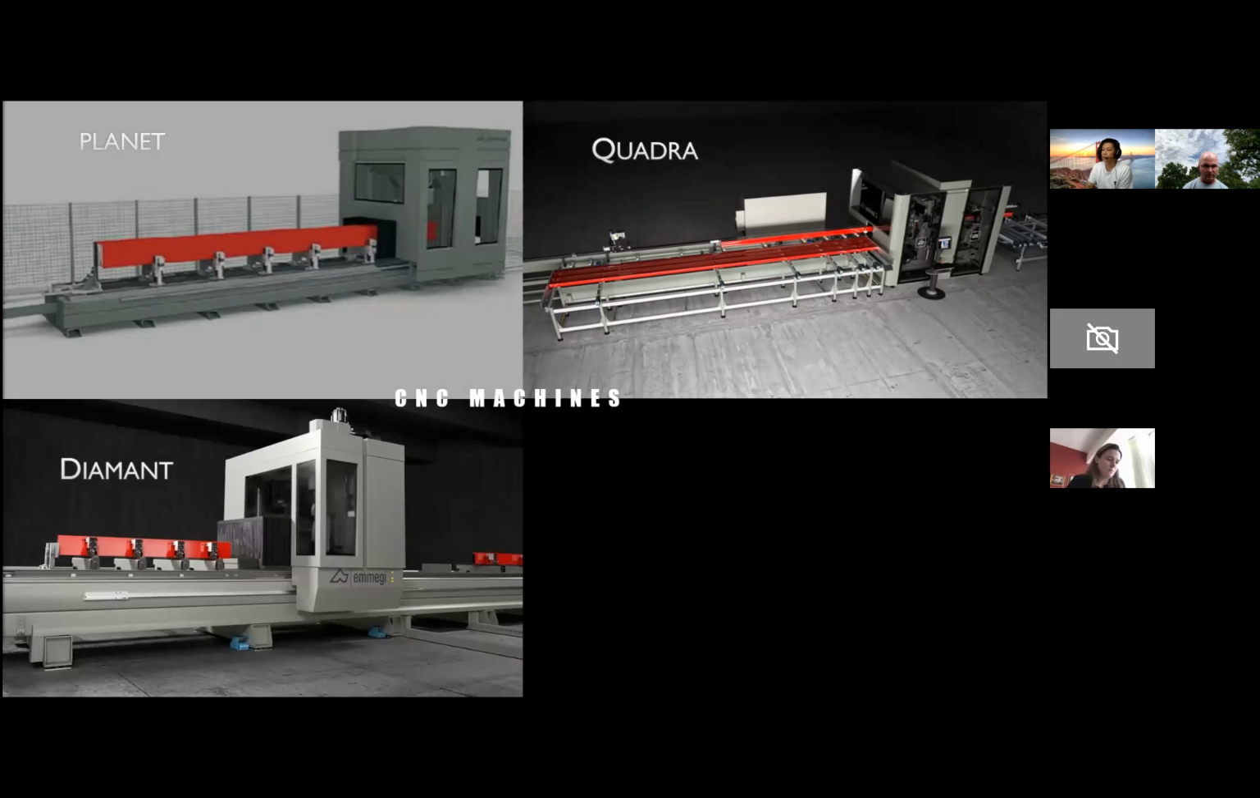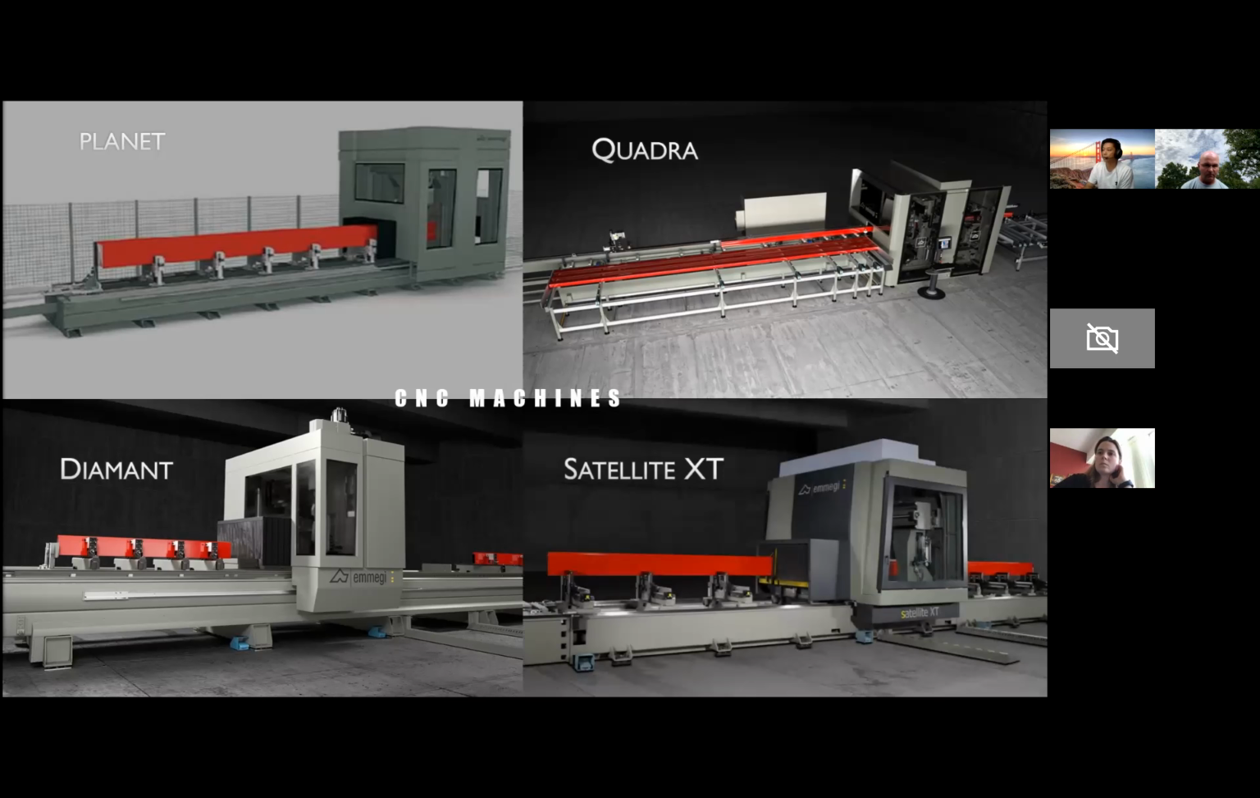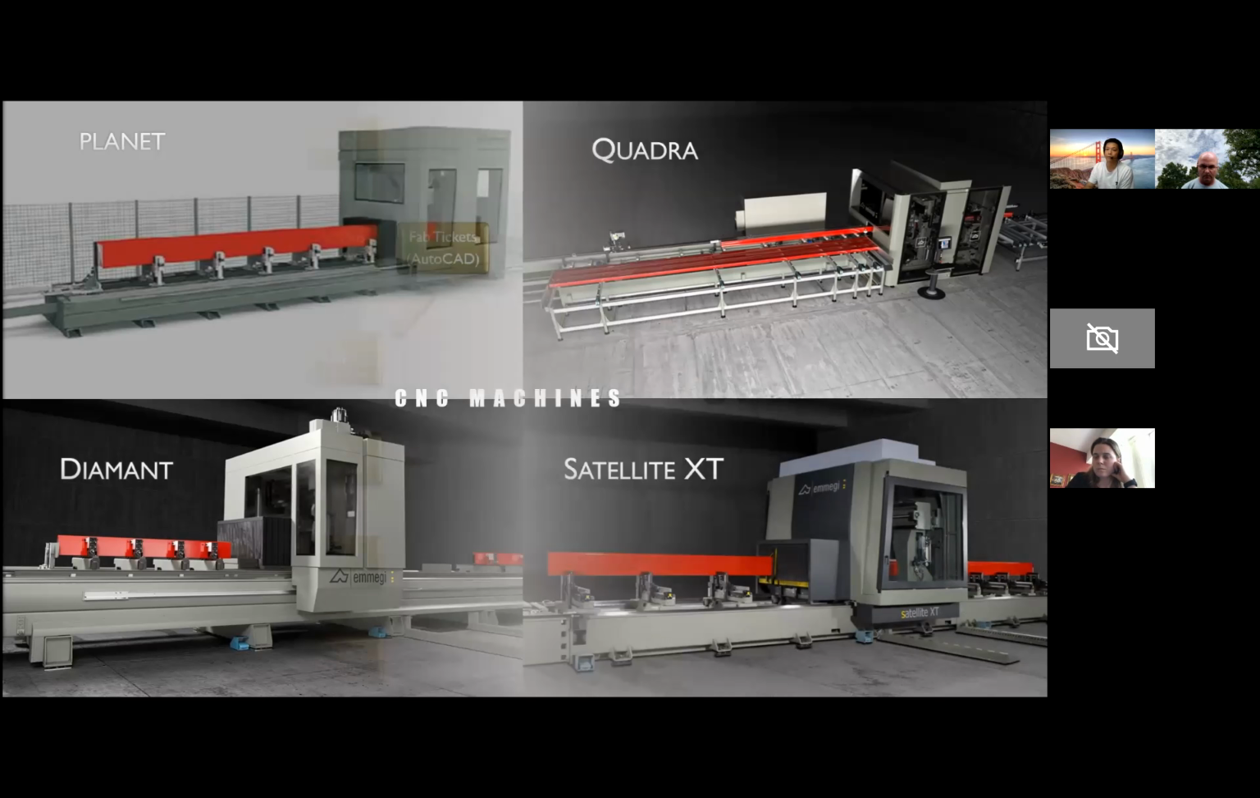The next one is a Diamond. We also have these machines in Shop A and Shop B in Fremont and one in Seattle. This machine is pretty much the smaller version of the Planet. And the newest machine that we got, the Satellite XT, we have in the LA shop. We just got it last year. This is the newer version of the Planet and does everything just like Planet, but with more efficiency and more tools on it. That's a quick review of the CNC machines that we have.